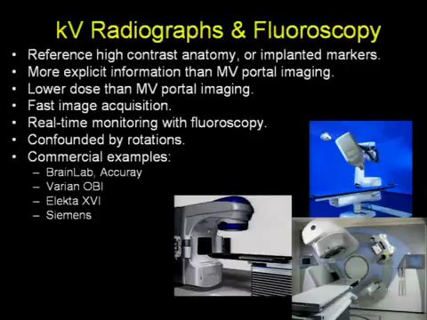The image acquisition is rapid, and some of these devices can be used in fluoroscopic mode, providing the real-time movie loop information back to the user. However, 2D KV can be confounded sometimes by rotations and may be difficult to interpret in this regard. And here are some commercial examples shown here, from the BrainLab ExacTrac system to the Varian OBI and Elekta XVI systems, which are both capable of being used in the 2D mode, as well as Siemens solutions that are coming up.